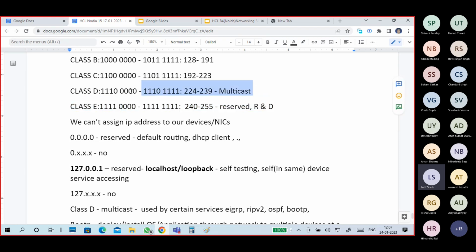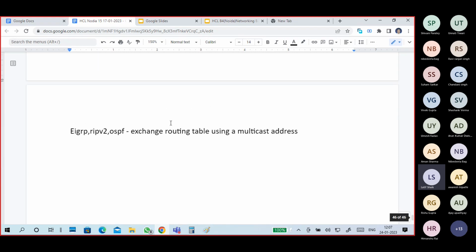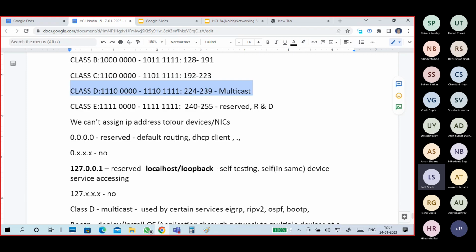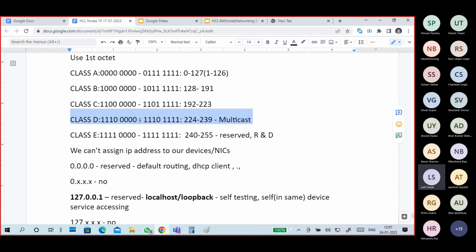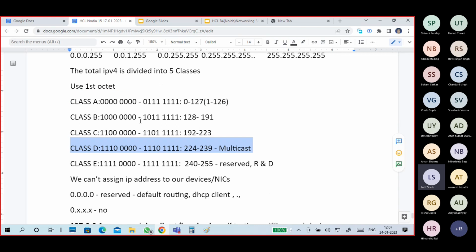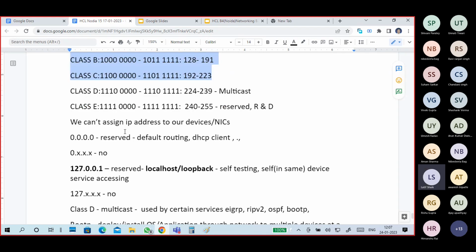Still we are not using. And class D is for multicasting purpose. Multicasting means it is used for a certain type of services only. Class A, class B, and class C belong to unicast addresses. Class A, class B, class C are unicast addresses.